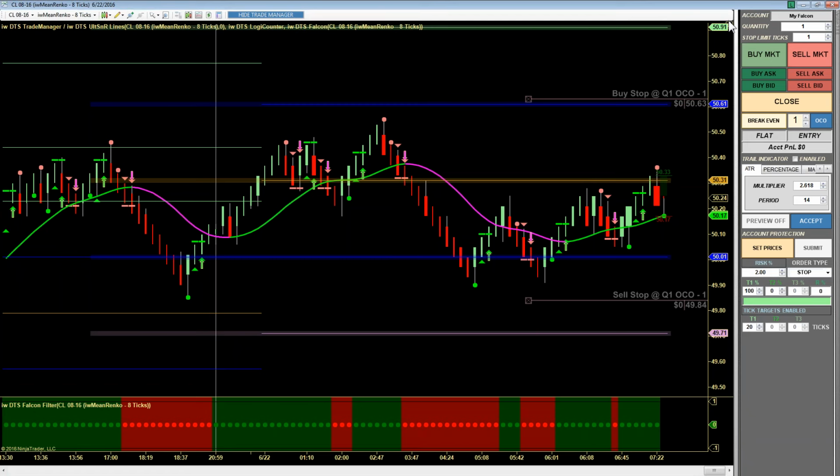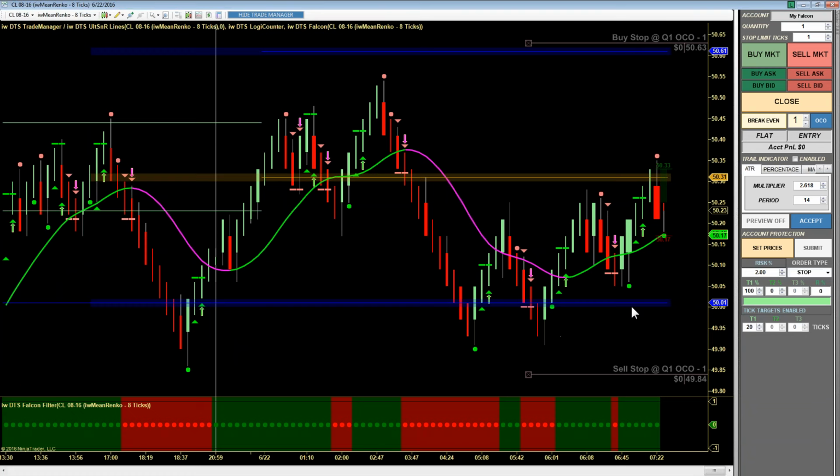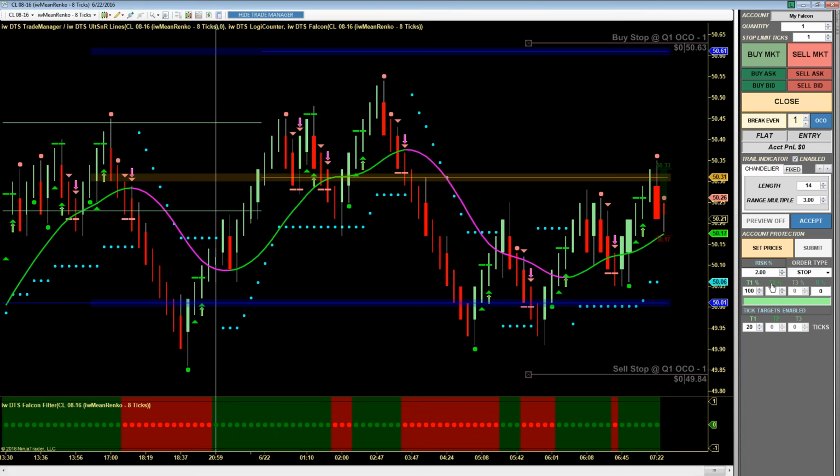And with the OCO function, your stops are automatic. I want to make sure I have a stop engaged here. Let's maybe go with the chandelier, which tends to be a little bit more conservative. Yeah, I'll go with the chandelier, I think.